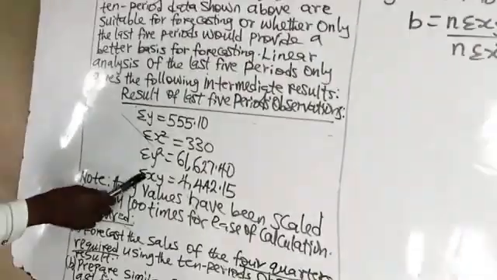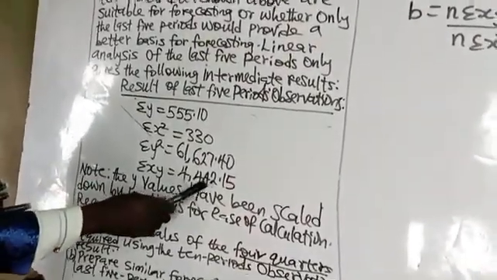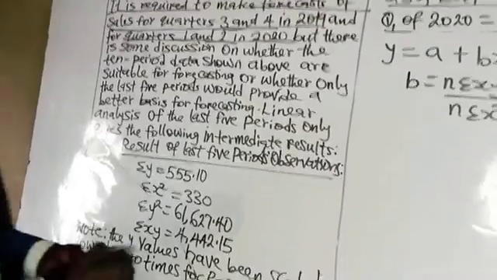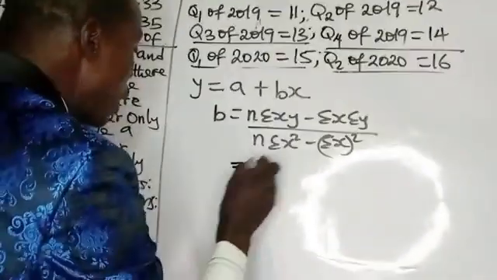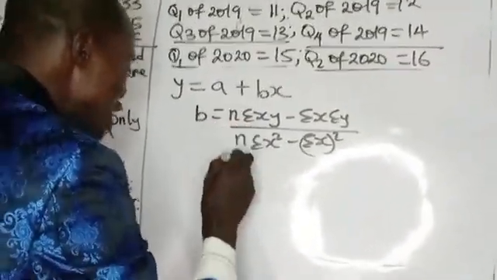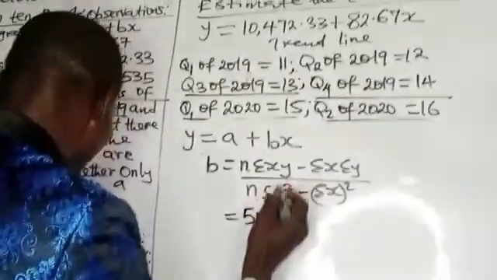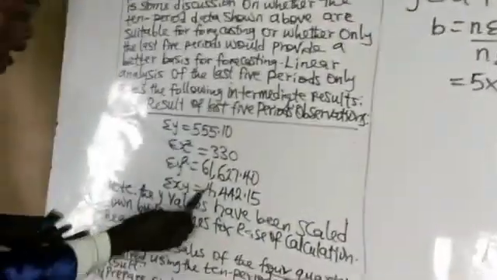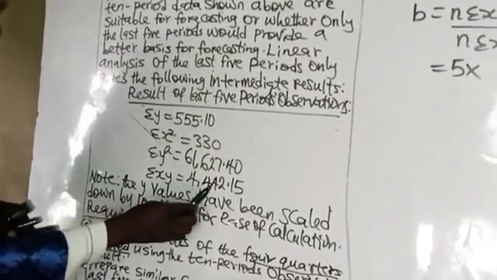You are given summation xy to be 4,442.15. n is 5. Since it is 5 periods of observations, n is 5 times summation xy. Summation xy is 4,442.15.